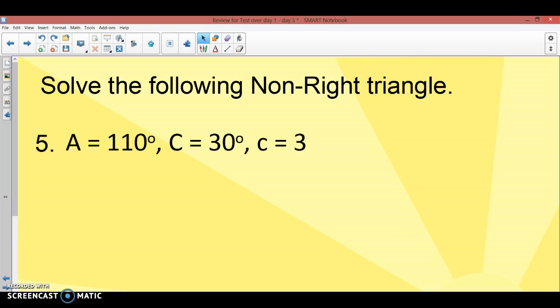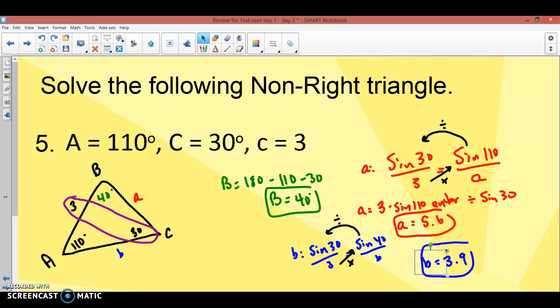So go ahead, make your sketch and solve. Okay, so this time we're just sketching a regular old triangle, but again, the capital letters are the angles, and you label those outside. So I said go ahead, once you have the capital letters, fill in your values. So angle A is 110, angle C is 30, and then we're given side c, which is directly across from it. So we'll label the 3 there.